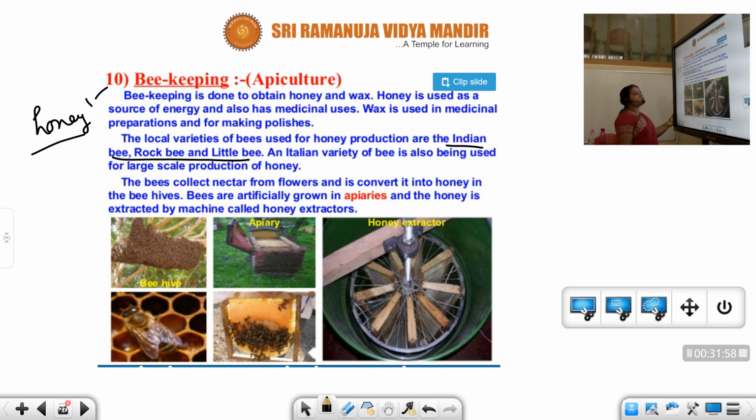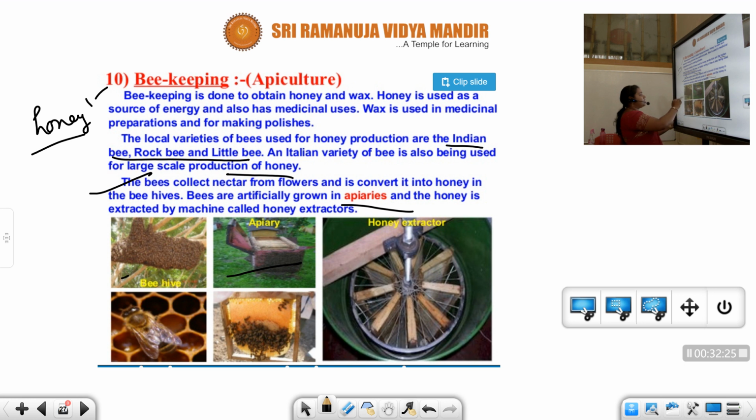An Italian variety of bee is also being used, now and then, on a large scale for honey production. Bees collect nectar from the flowers, and it is converted into honey in the beehives. Bees are artificially grown in apiaries. So the artificial growing of bees is called an apiary, and honey is extracted by machines called honey extractors.